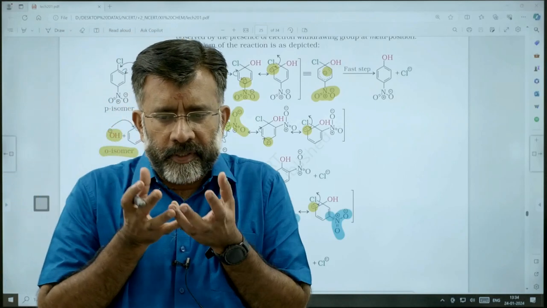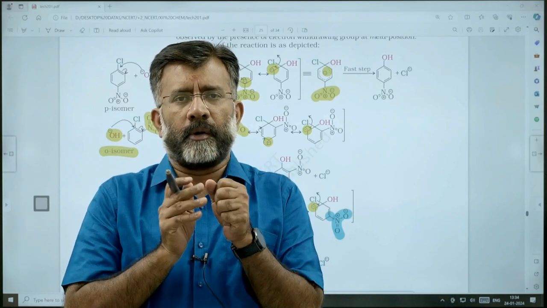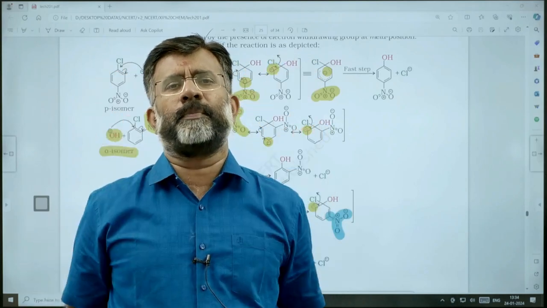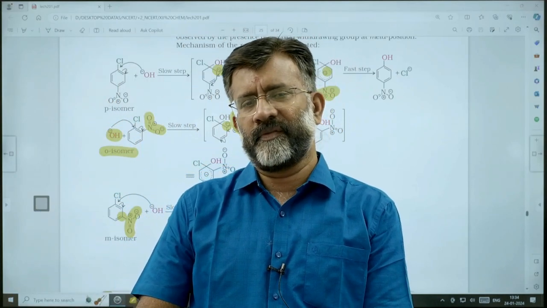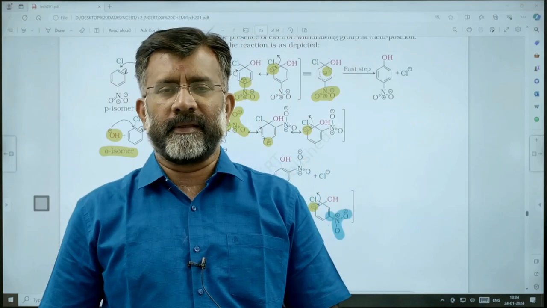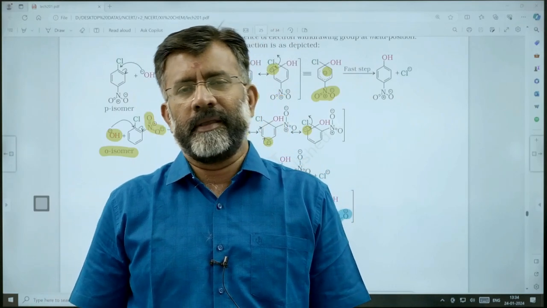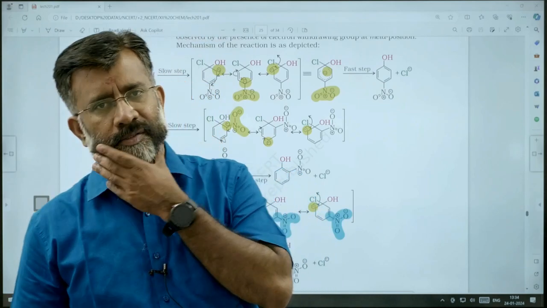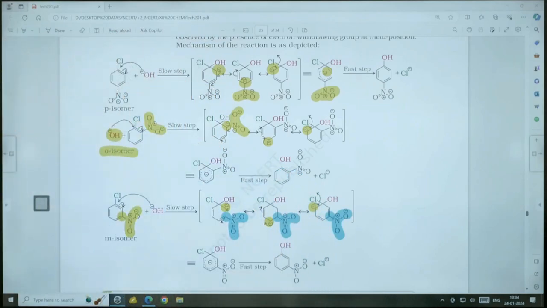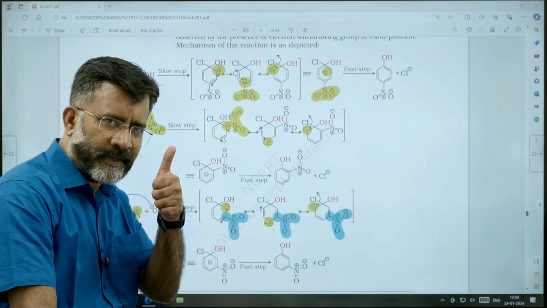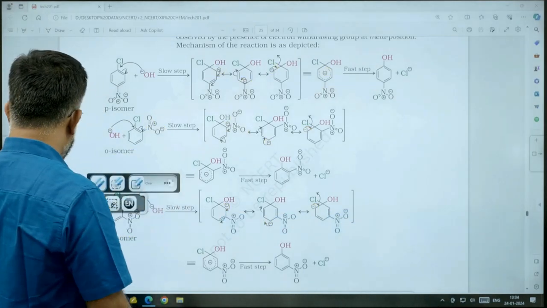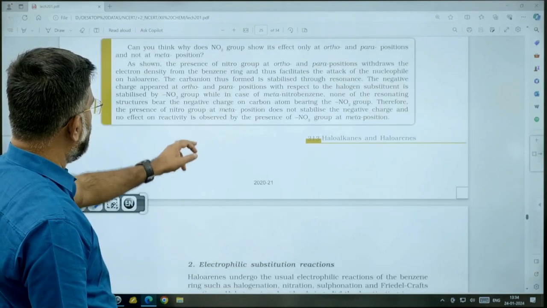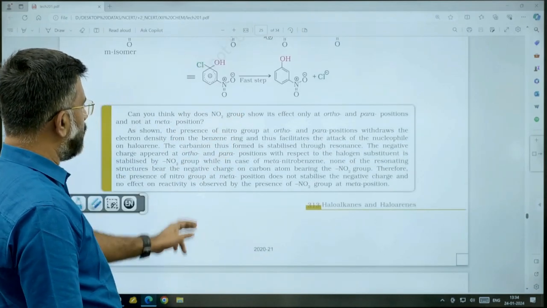So the electron withdrawing nature of NO2 is pronounced only at ortho para positions, not at the meta position. Due to this, when they are at ortho para positions, the reactivity towards SN reaction increases for haloarenes. I hope the picture is clear. Is it okay? Fine. This is very important from the chapter, and in fact it is asked as a question here in the box, you can see.